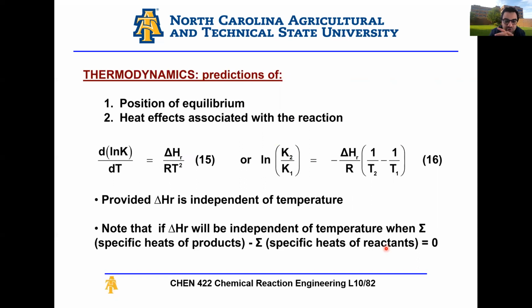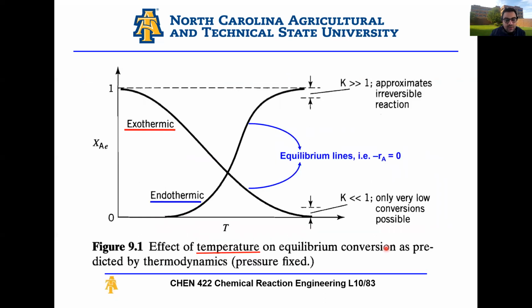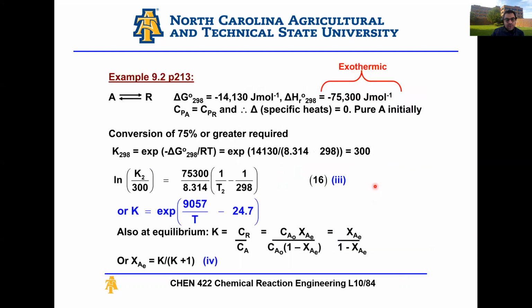Different ideas, make sure you dissociate them from each other and make sure you think about this a bit. And we talked about, when the thermodynamic equilibrium constant is very high, it approaches an irreversible reaction. When the thermodynamic constant is very low, you can only have low conversions, okay? And these are your equilibrium lines.